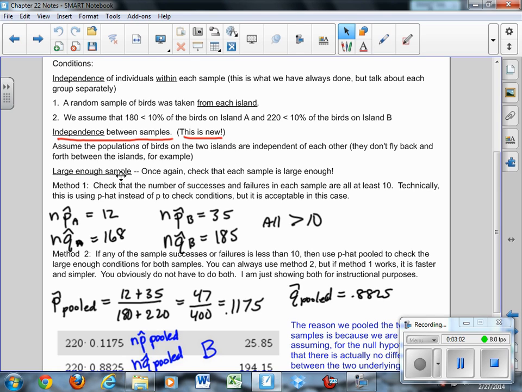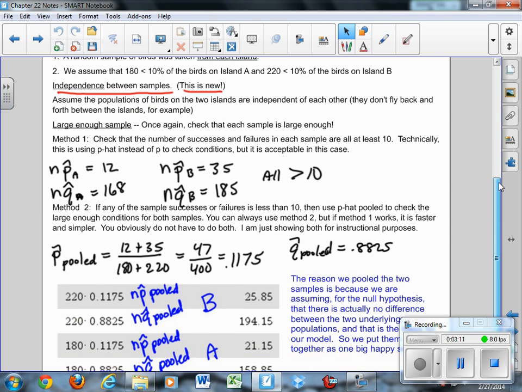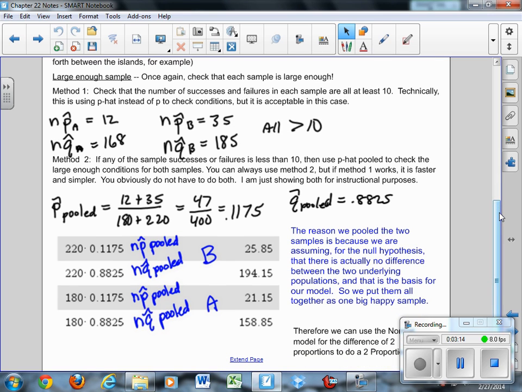Then we have to check a large enough sample, and once again, we have to check that each sample independently is large enough. And this is different from the other notes. I'm showing you both methods of checking this particular condition. You don't have to do both, obviously. In the event that you're given two samples and the numbers of successes and failures in each sample are all larger than 10, then just go ahead and use those sample successes and failures to check this condition, because that's easy to do. That's what I would do in this case, and they all check. But sometimes you might end up with one of these four numbers being less than 10, and you say, oh, this is a problem.